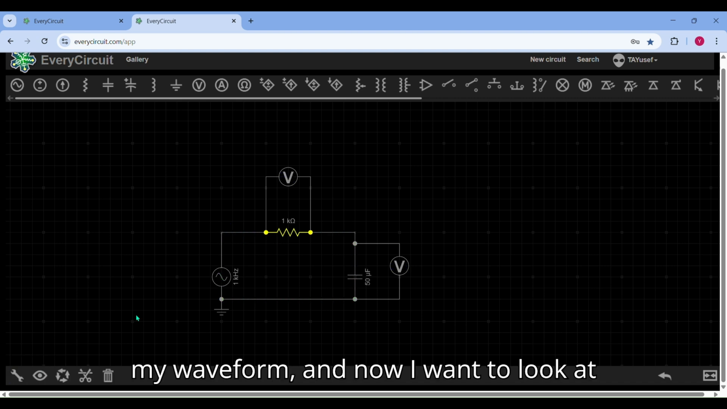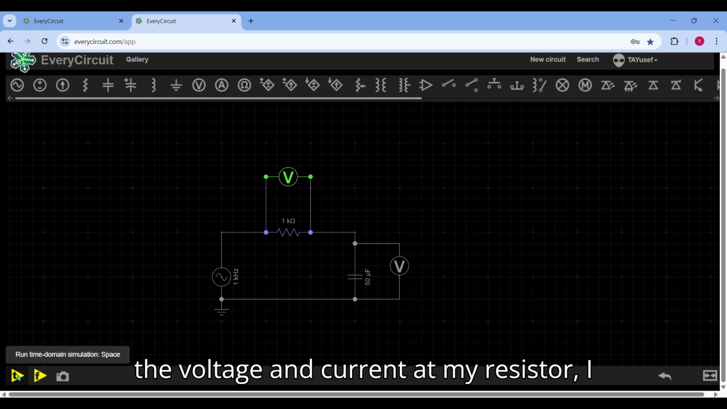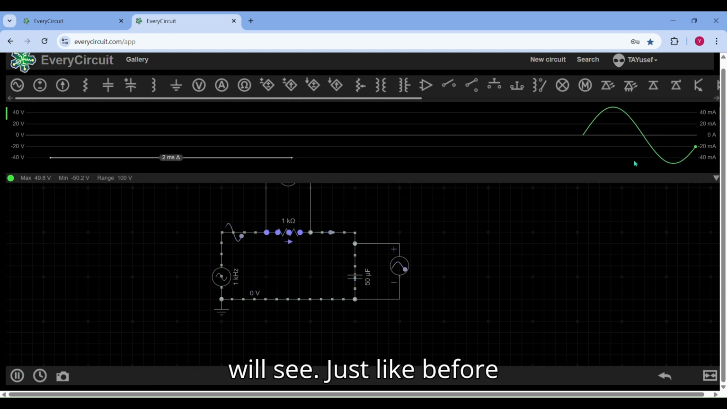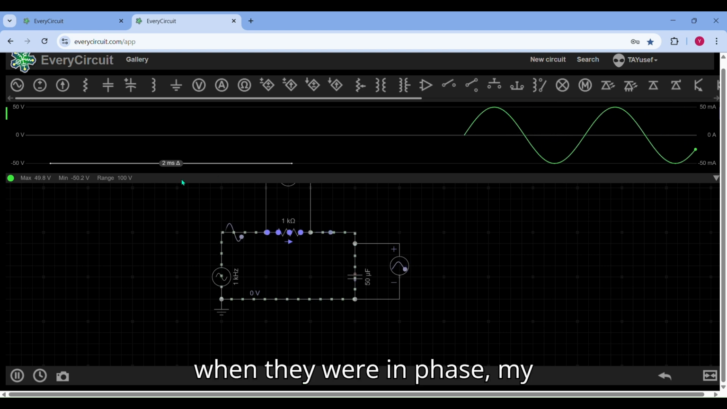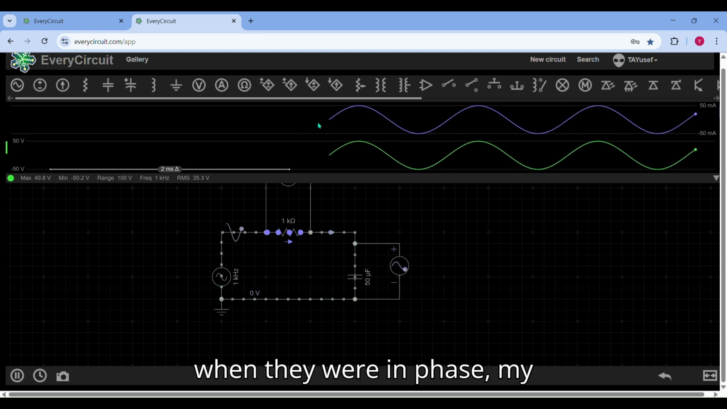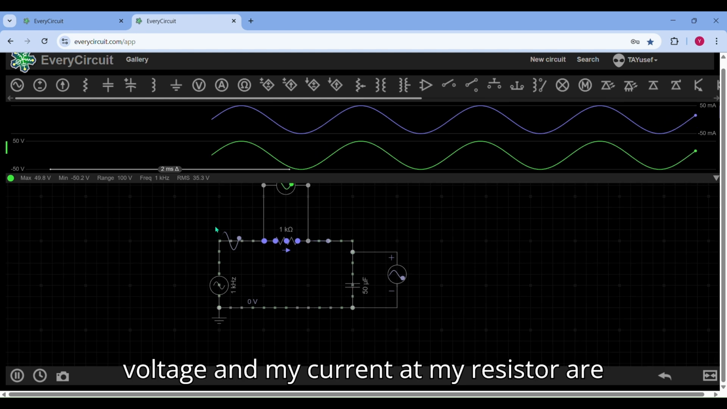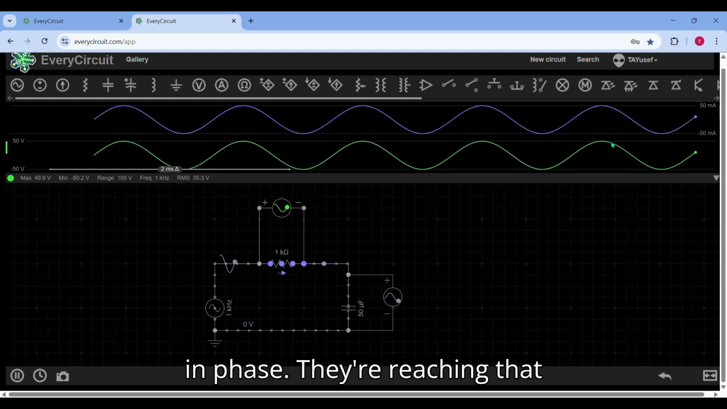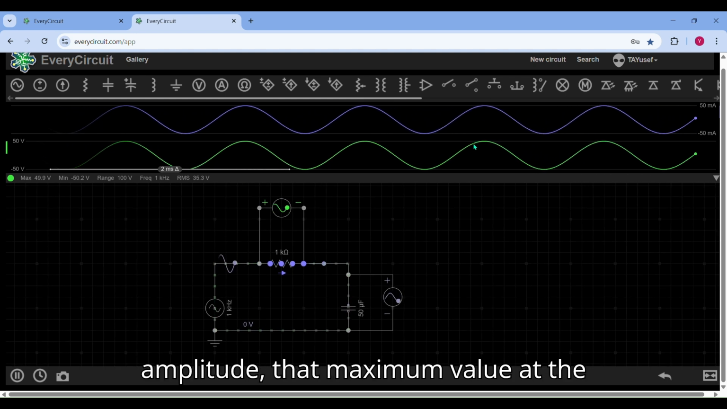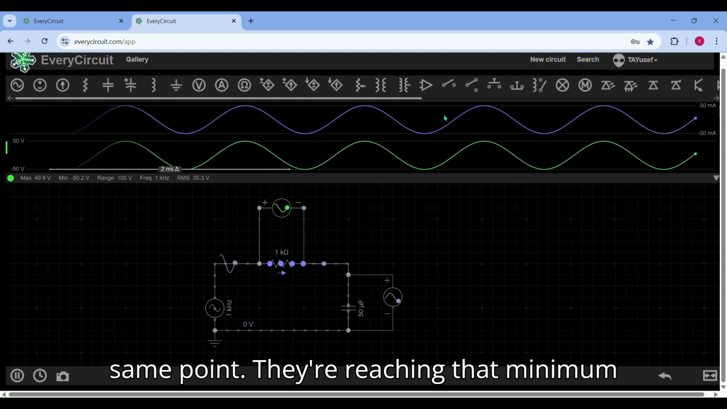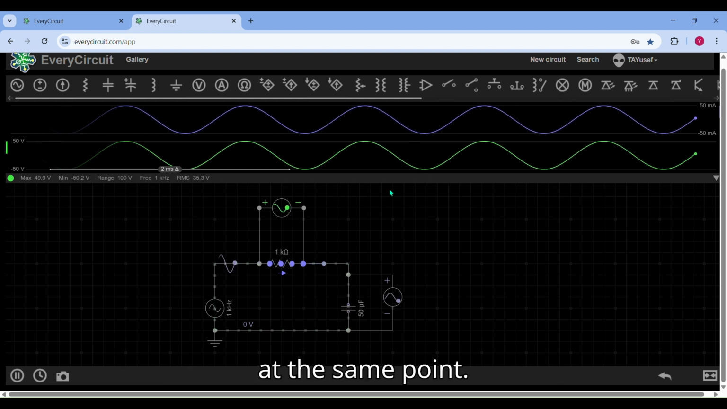So if I reset my waveform, and now I want to look at the voltage and current at my resistor, I will see, just like before when they were in phase, my voltage and my current at my resistor are in phase. They're reaching that amplitude, that maximum value at the same point. They're reaching that minimum at the same point.